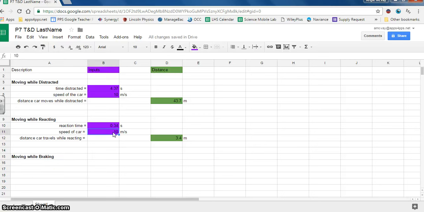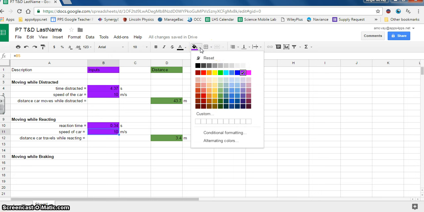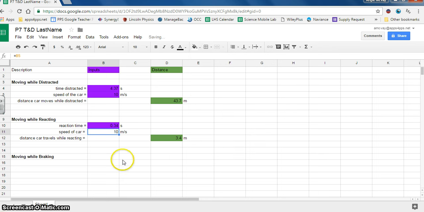So I'm going to take the speed of the car in the moving while reacting, and erase that, and put in an equal sign, and say put there in this cell whatever is in the speed of the car cell while distracted. So I'll click on B5, and it should be 10, and enter. Then if I change that value, the speed of the car while reacting will change also. I'm going to take the color off that cell so it's no longer an input, so the user knows that they don't have to enter anything again there.